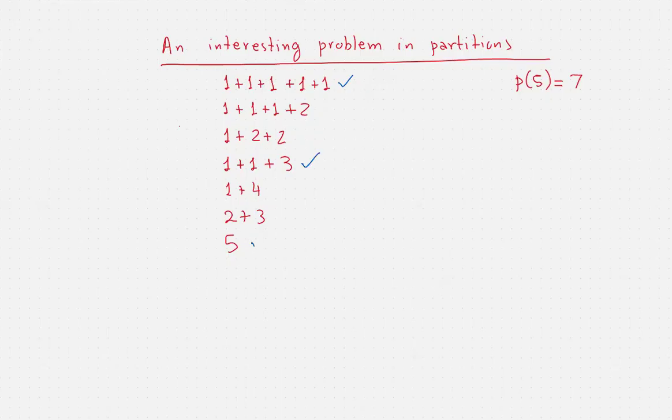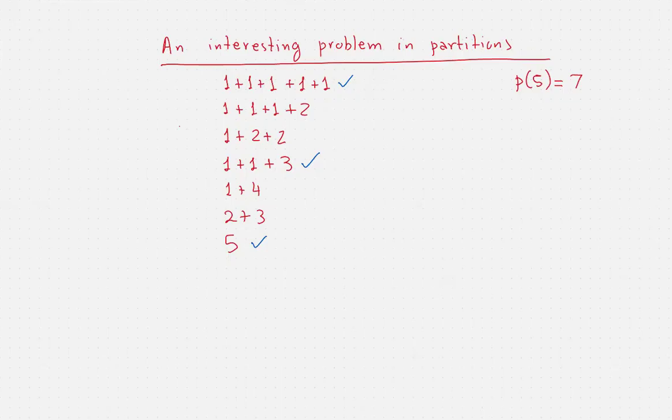And now let's consider the partitions whose components are distinct numbers. So partitions that have no repetitions of numbers. So which ones do we have? We have 1 plus 4, 2 plus 3, and 5.